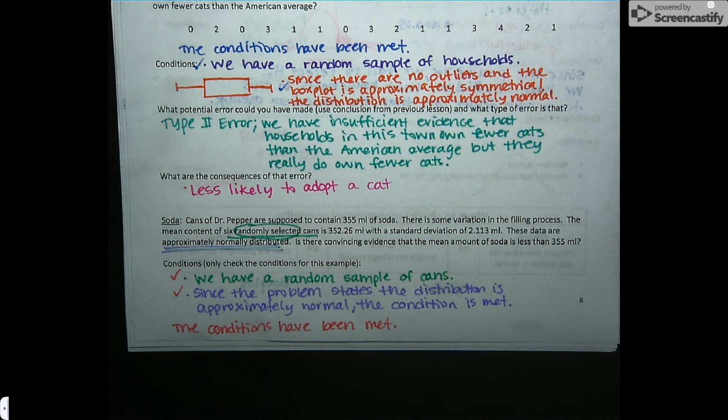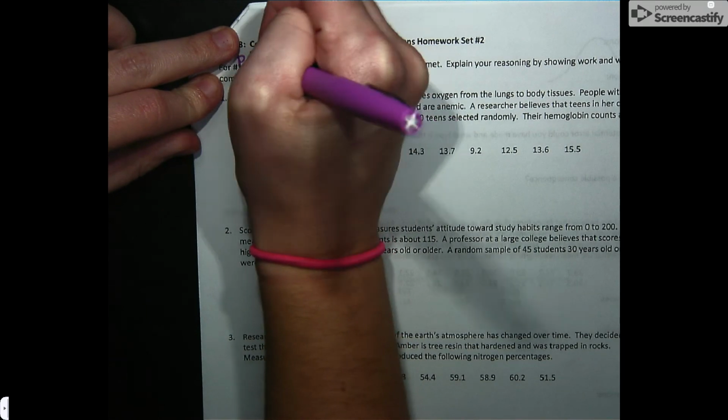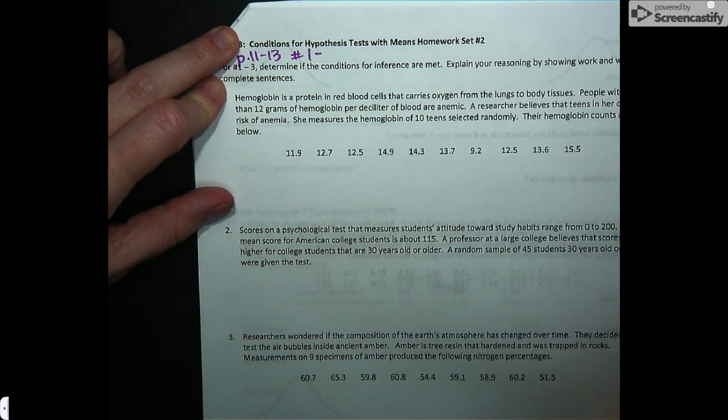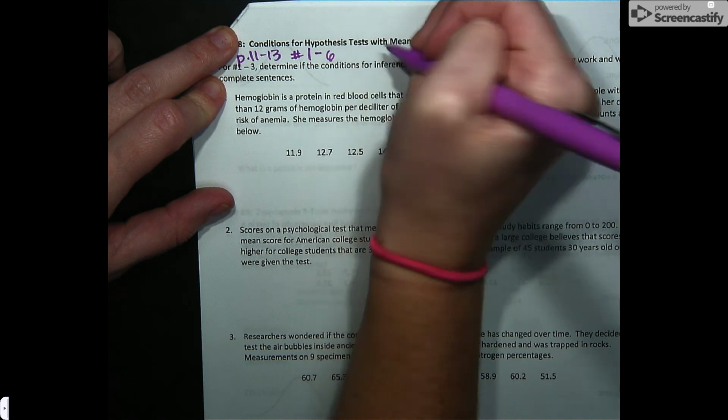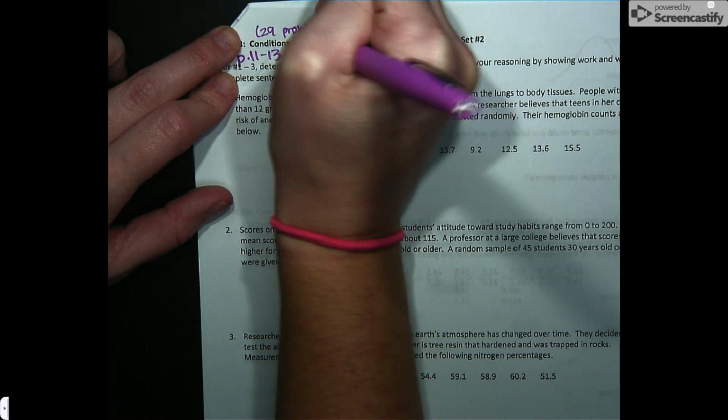So let's see the homework for tonight. Go ahead and flip. So the homework for tonight is going to be on page 11, 12, and 13. So page 11 through 13. It is going to be numbers 1 through 6. And this is going to be counted as 29 problems.